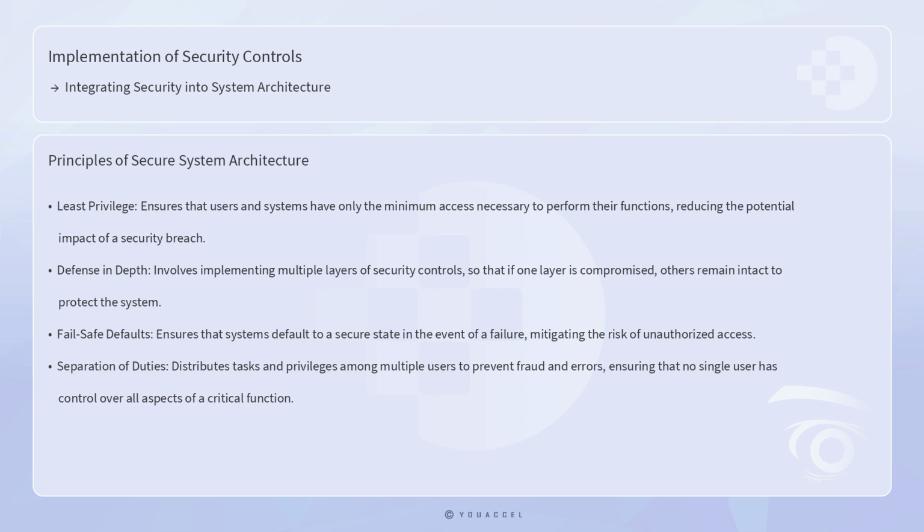Defense in depth involves implementing multiple layers of security controls, so that if one layer is compromised, others remain intact to protect the system. This concept is akin to the multiple security measures in place at a bank, where even if a thief bypasses one control, additional controls deter or delay the attack.